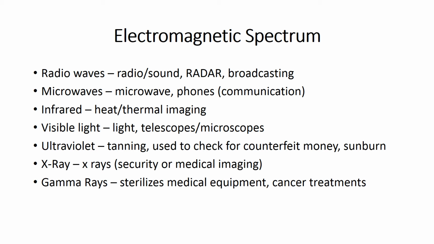It's also used to check for counterfeit money and can also cause sunburns. X-rays are used for X-rays, so either for security imaging or medical imaging to find out if you have a broken bone or not. And finally, gamma rays can be used to sterilize medical equipment. Think about where we have the goggles hidden in our classroom, and they're also used for cancer treatments.